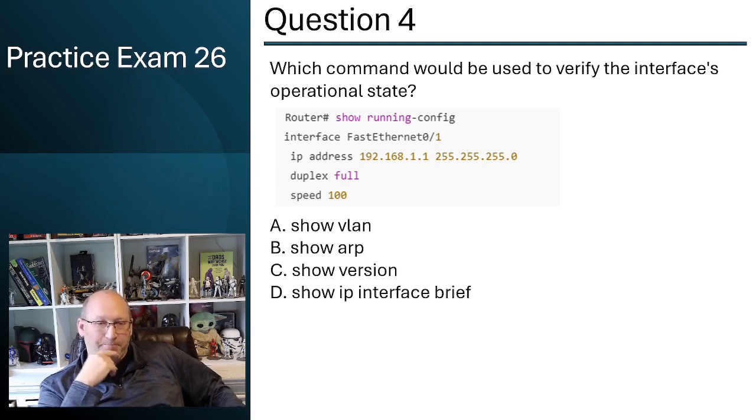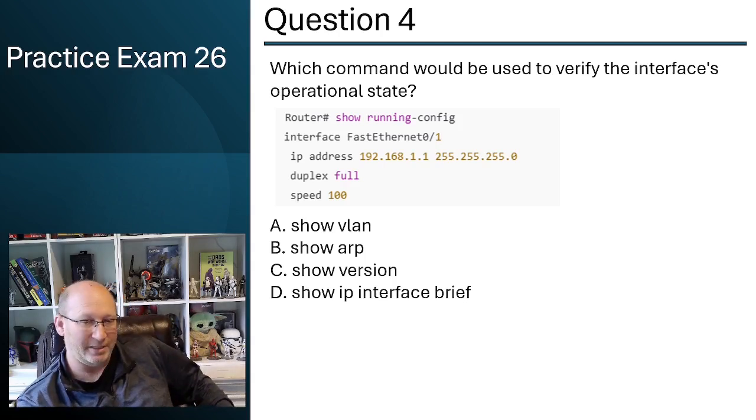What do you think on this one? Well, if you said C, show version, this displays system information. It shows us the router uptime. It shows us the software version, but it does not show us the interfaces. Show IP interface brief shows us the interfaces. That's literally what it does, right? It provides a summary of the interface status, and that's what we're looking for here. That's going to be our best answer. It's going to be D. D is going to be the answer on this one.